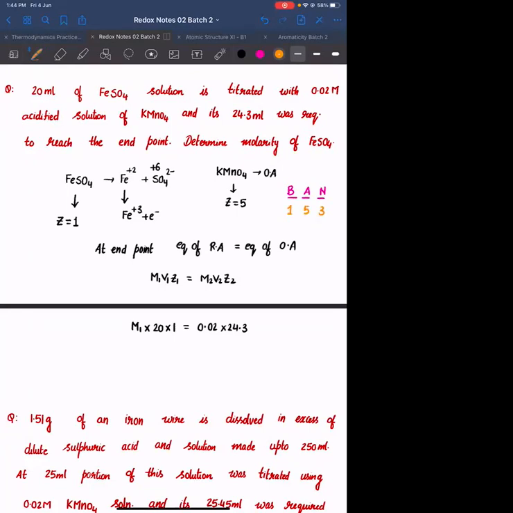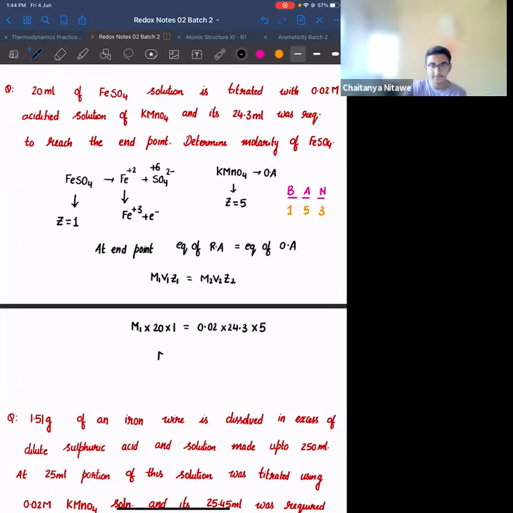Band 153. In acidic medium it is 5, in basic medium it is 1, and in neutral or mildly alkaline medium it is 3. Sometimes you have to take 3 even in basic medium, because on long standing in basic medium also K2MnO4 converts into MnO2. Please understand that and remember it. You have to remember certain things in chemistry. 24.3 you need to multiply by 5 here.